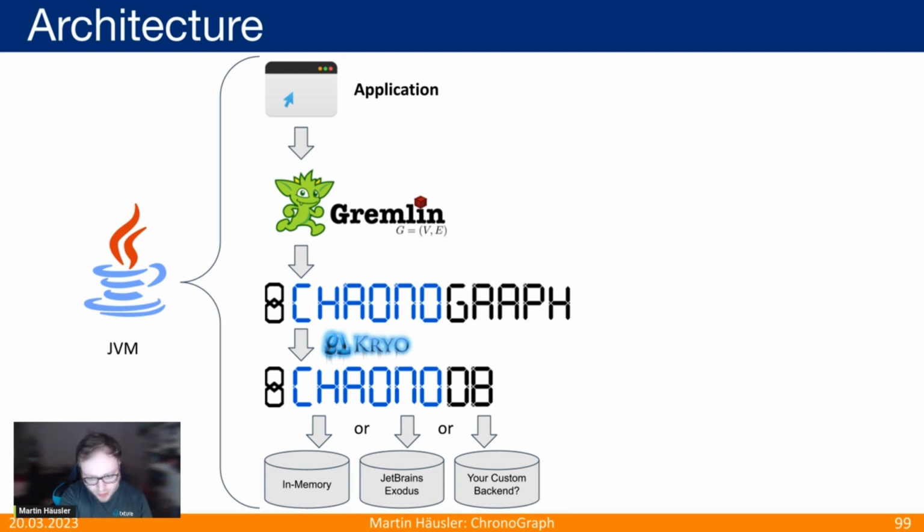And there are 2 different backends that are implemented, like I said, in-memory and Exodus, but you can also create your custom backend. So the interfaces are there. If you want to, feel free, go ahead. On top of ChronoGraph, we have Gremlin as our graph querying interface. And then on top of all of that sits the application. And the important thing is all of that is running in the same JVM.